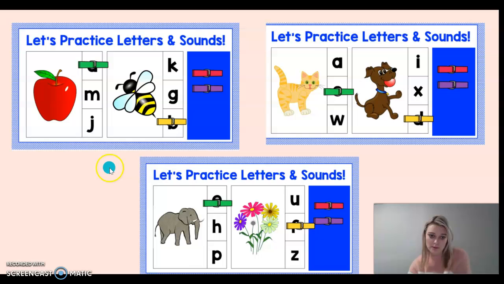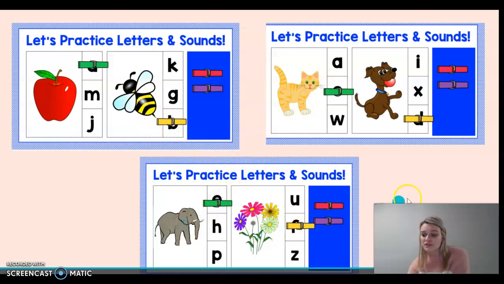So these are just a couple of my Seesaw slides. So this is letter sound specifically. My students had to take these clothespins and they used the dragging tool, so they would drag the clothespin to the letter sound that matched the picture. So you could see A, apple, B, bee, E, elephant, flowers, and so on.